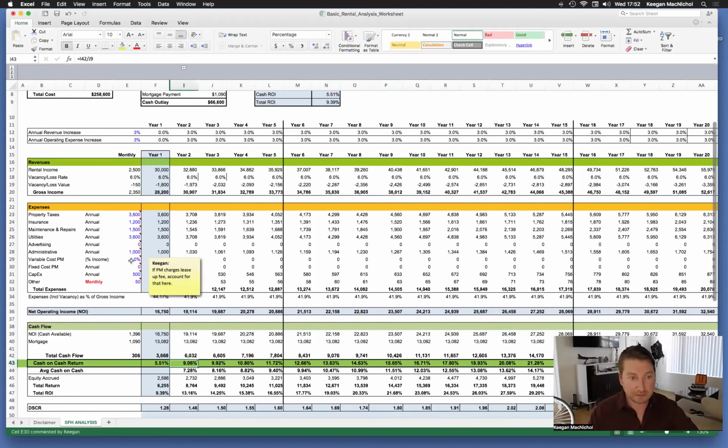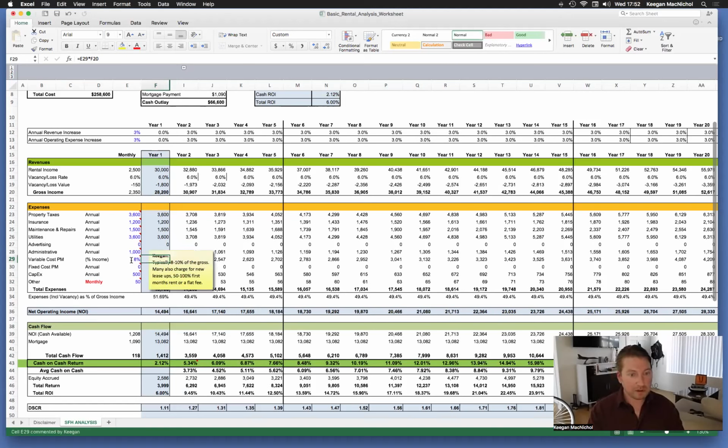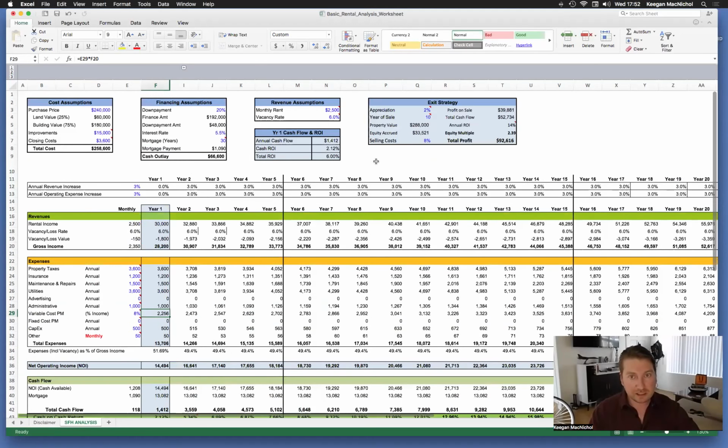self-managed investment, right? There it is with property management. Again, property management sucks all your profit out. So that's tough. So that's basically how you do an analysis.